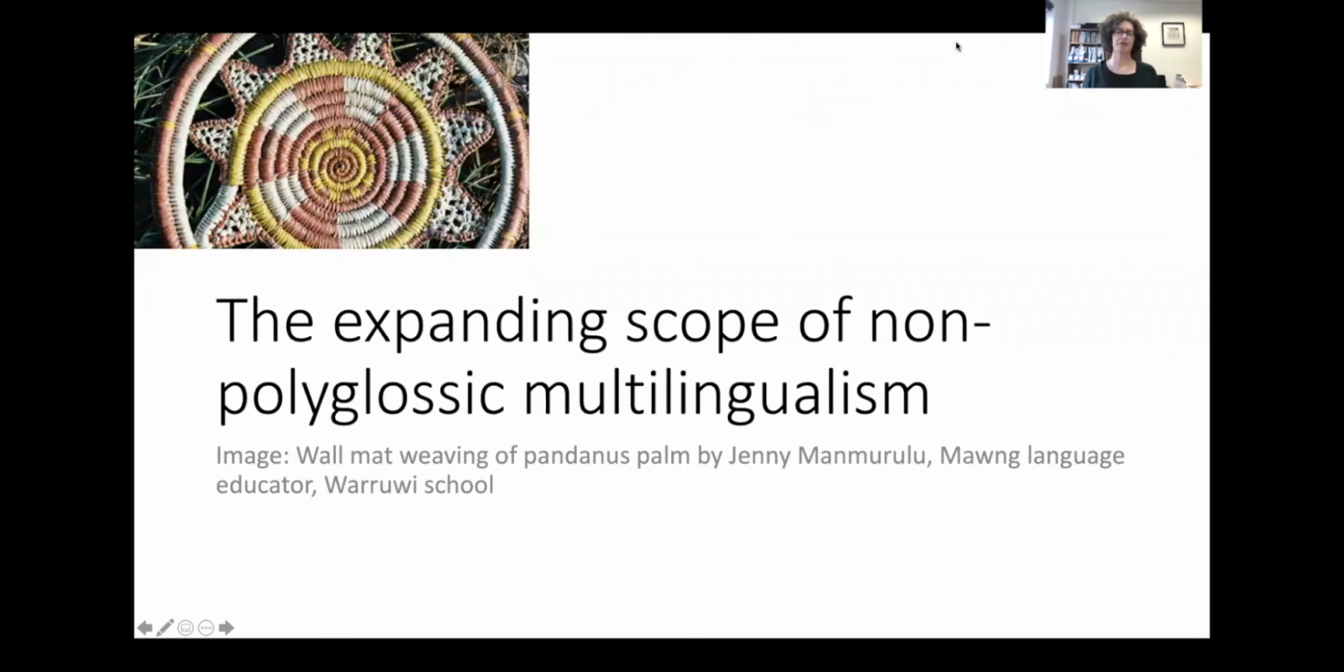So after an initial burst of energy and enthusiasm for research on small-scale multilingualism, we're now getting to a sort of second phase where people are starting to think about new questions and look at new ways we could ask questions about non-polyglossic multilingualism.